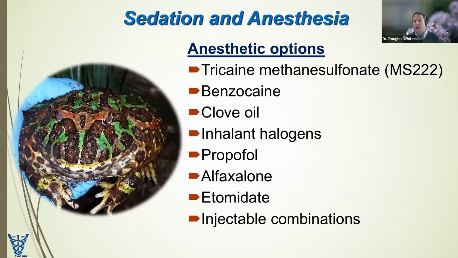Okay, so moving on to our anesthetic options. Our anesthetic options include MS-222 or methane sulfonate, benzocaine, clove oils, the inhalant halogens, propofol, alfaxalone, etomidate, which we can more commonly use, and then some injectable combinations as well. So we'll go over all of these.